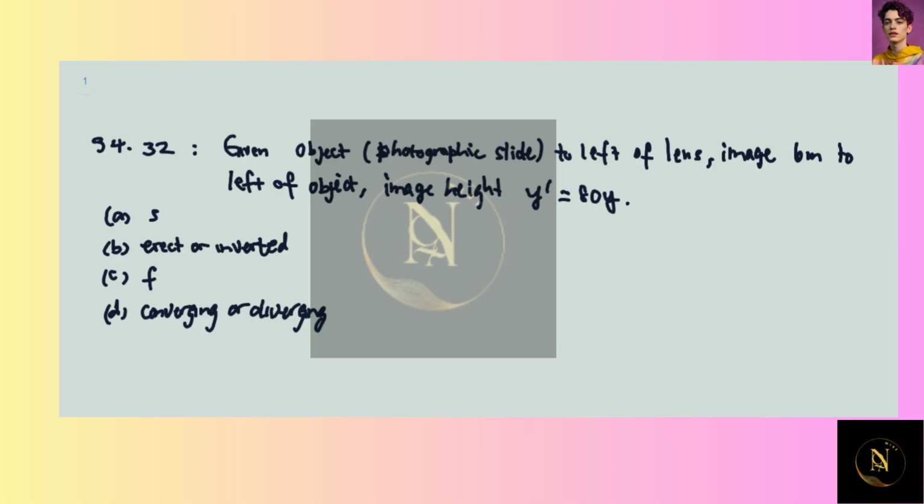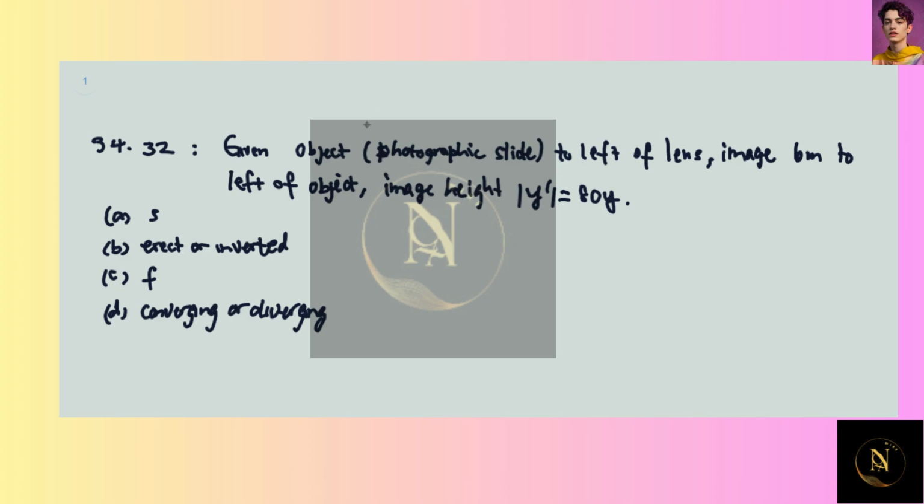In problem 32, we're given that an object, which is a photographic slide, is to the left of the lens, and it forms an image 6 meters to the right of the object itself. And the image height is 80 times the object height. Let me put absolute value because we're not certain about the sign, whether the image is erect or inverted.